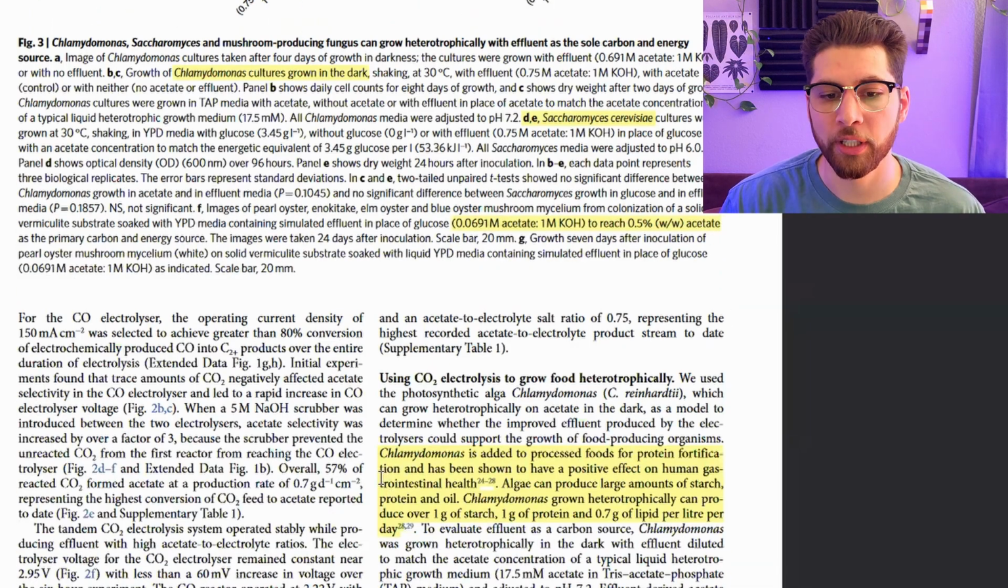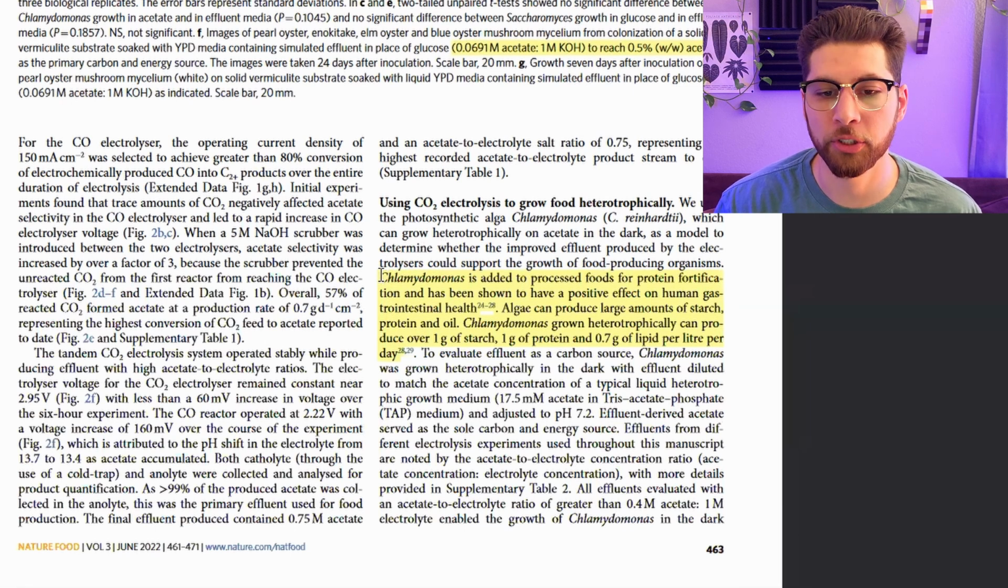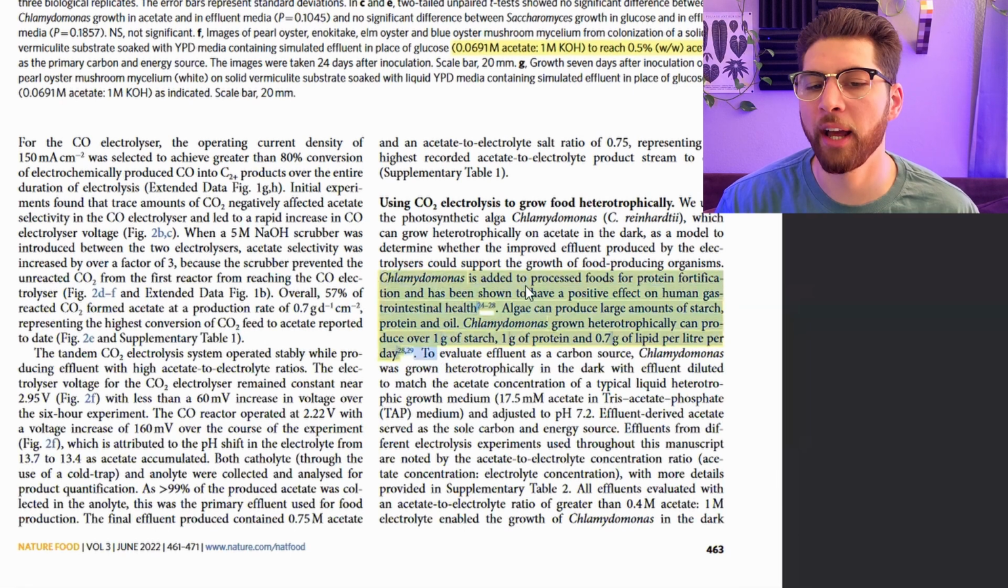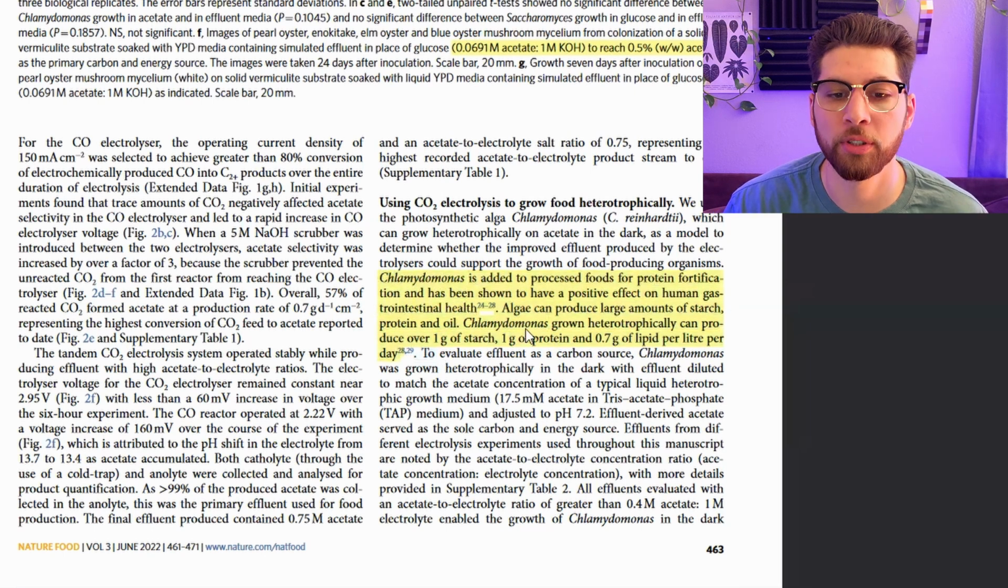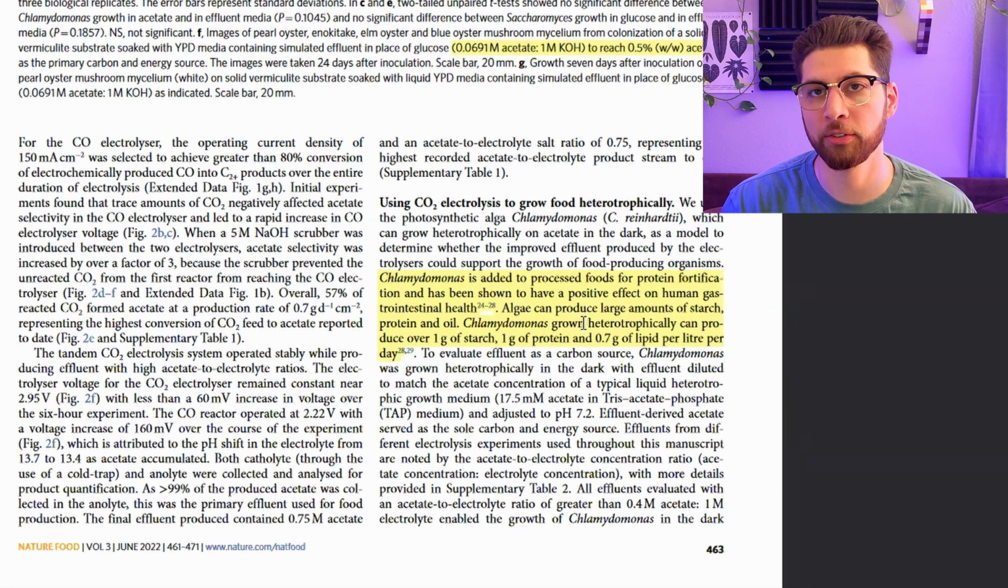Similar results were seen for plants. So why algae, first of all? This paragraph is really good, and I touched on this earlier as well, but Chlamydomonas is added to processed foods for protein fortification and has been shown to have a positive effect on human gastrointestinal health.